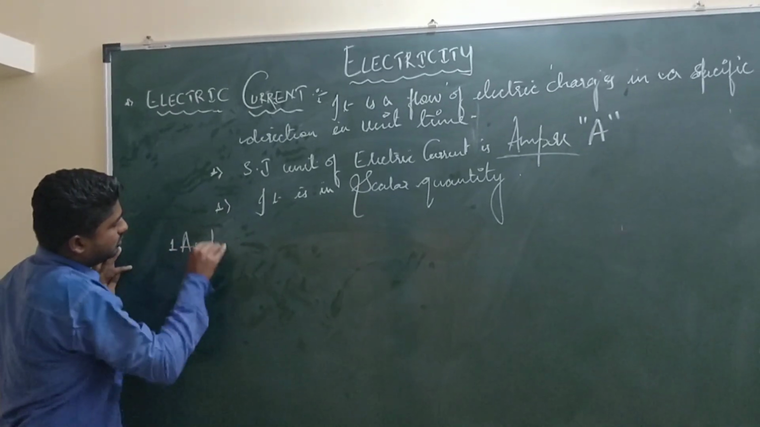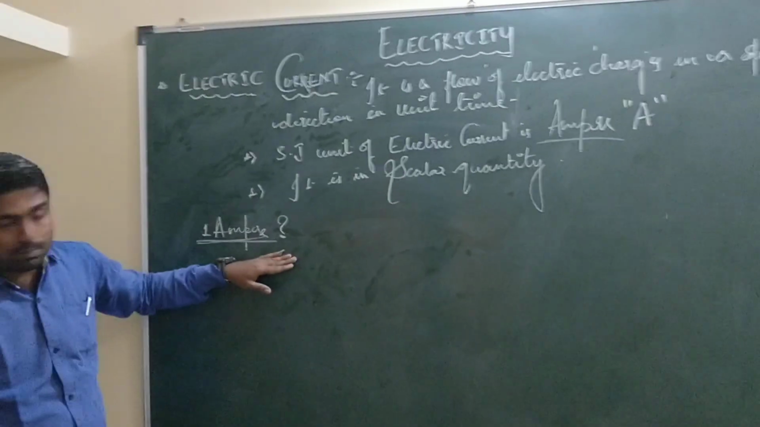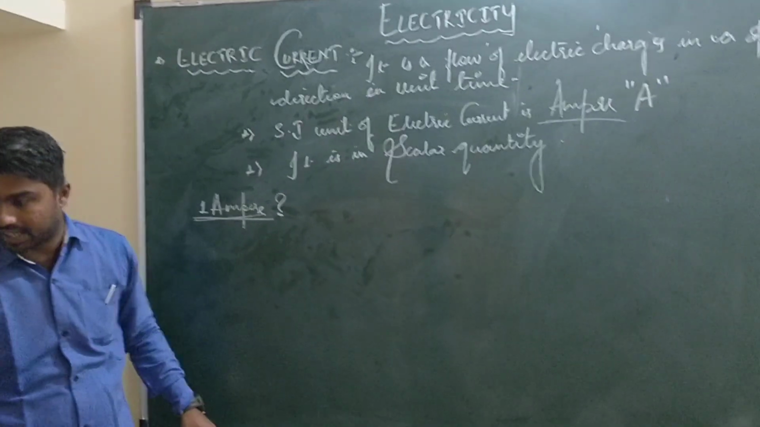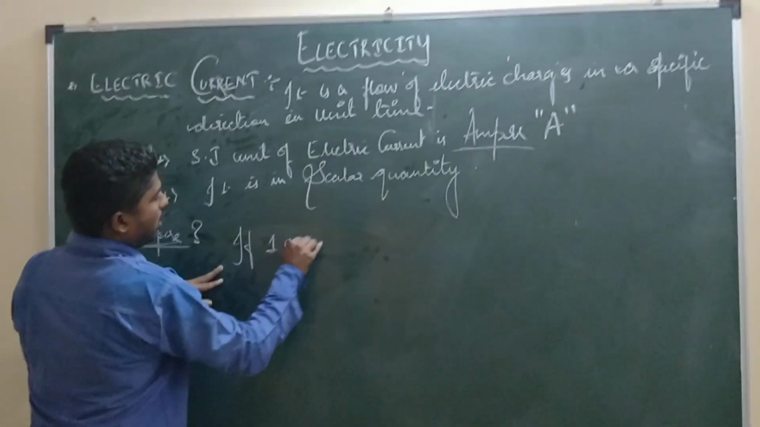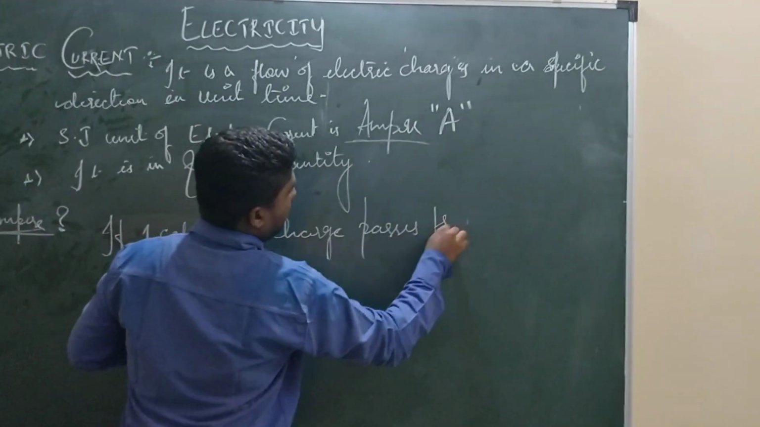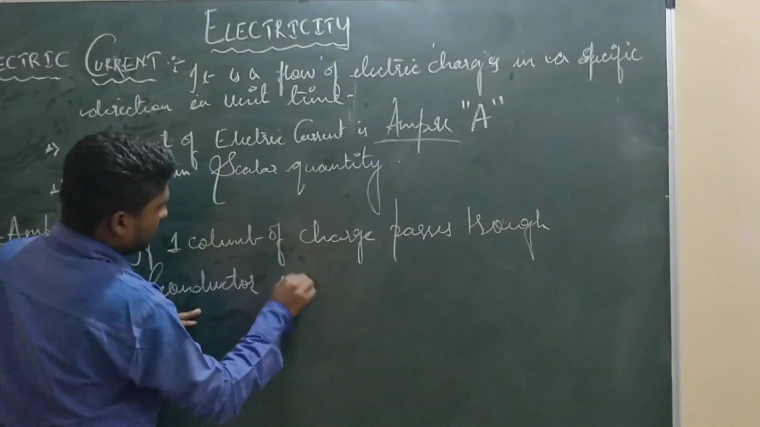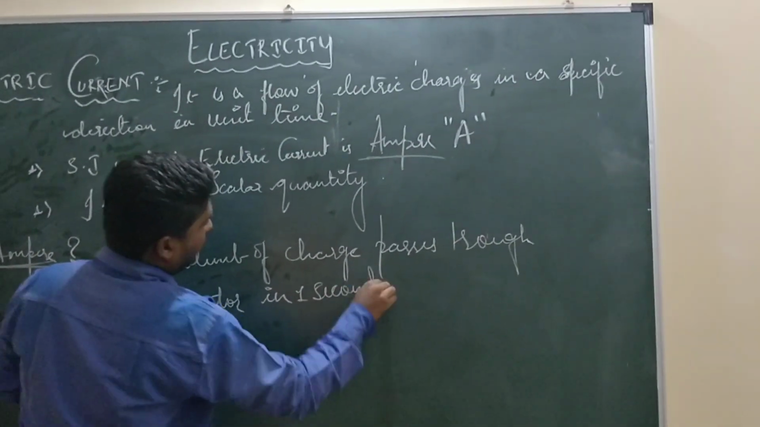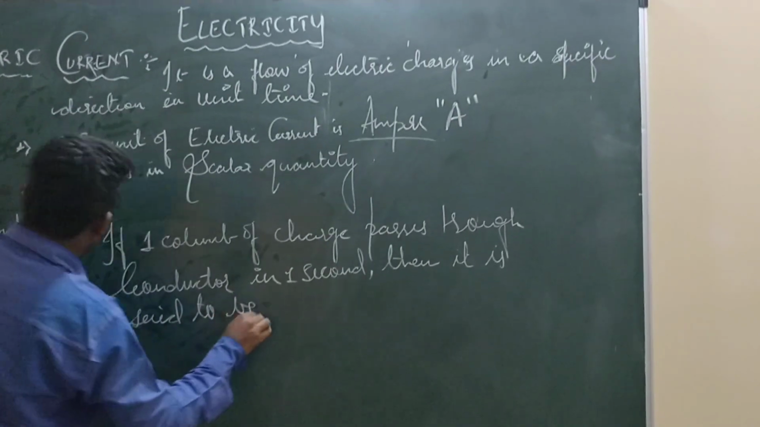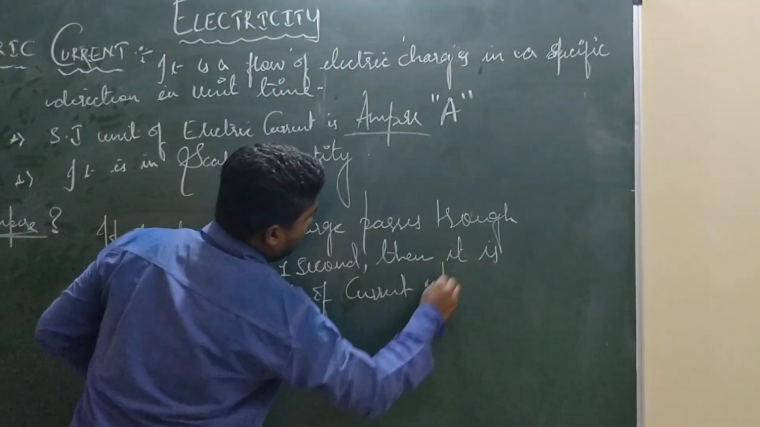What is 1 ampere? The question arises here. Can anybody say what is 1 ampere? If 1 coulomb of charge passes through a conductor in 1 second, then it is said to be 1 ampere of current is passed.